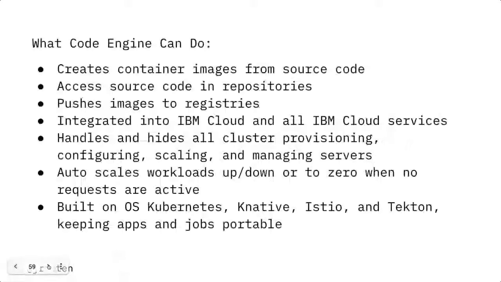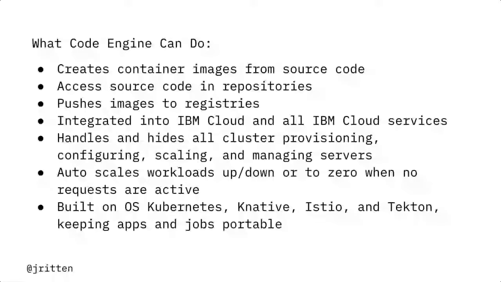So what Code Engine can do: it can create container images from source code. It can access source code in repositories. Remember, we talked about those private and public registries. It can push images to registries, public and private, whether you want to use Container Registry or Docker Hub or Quay. You can use all of those with Code Engine.